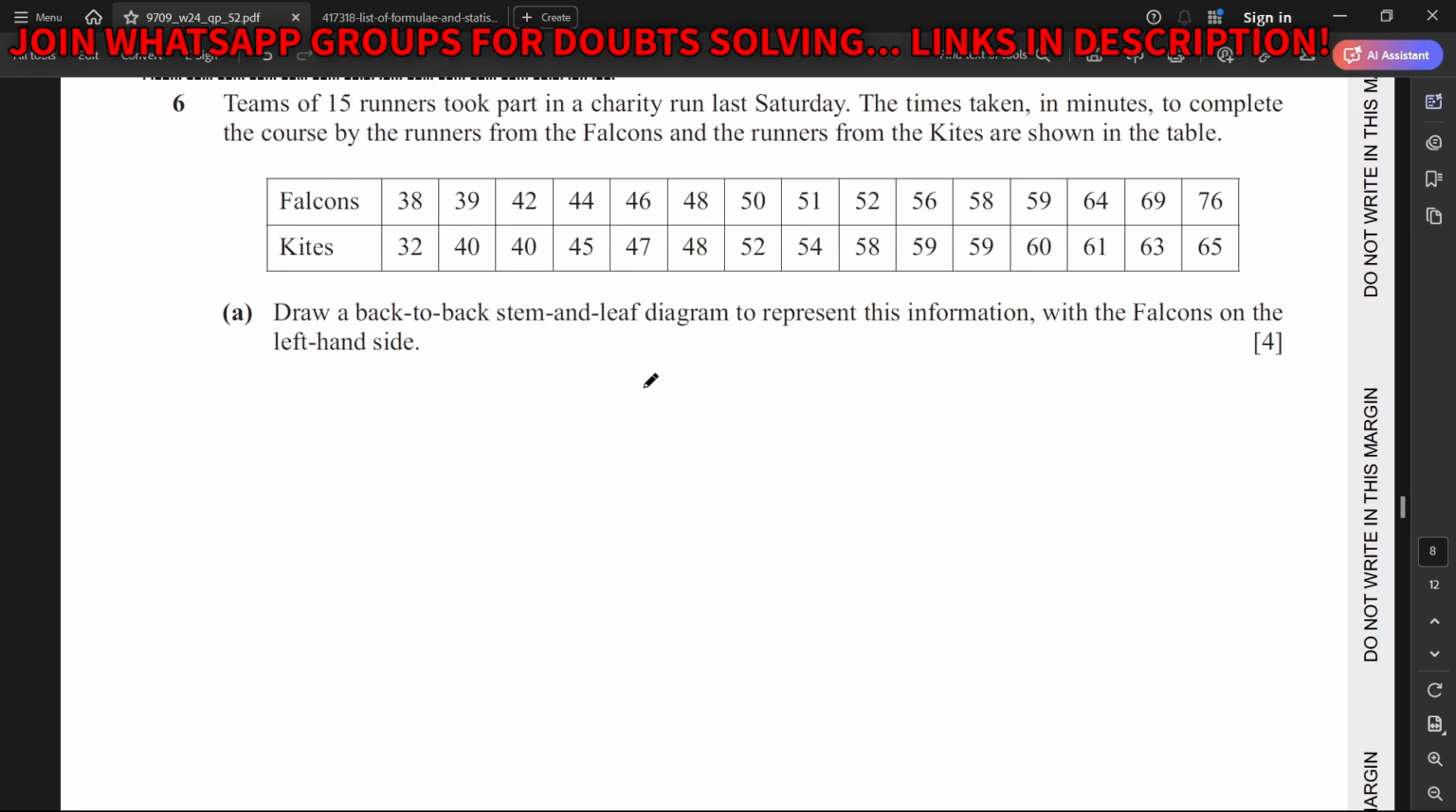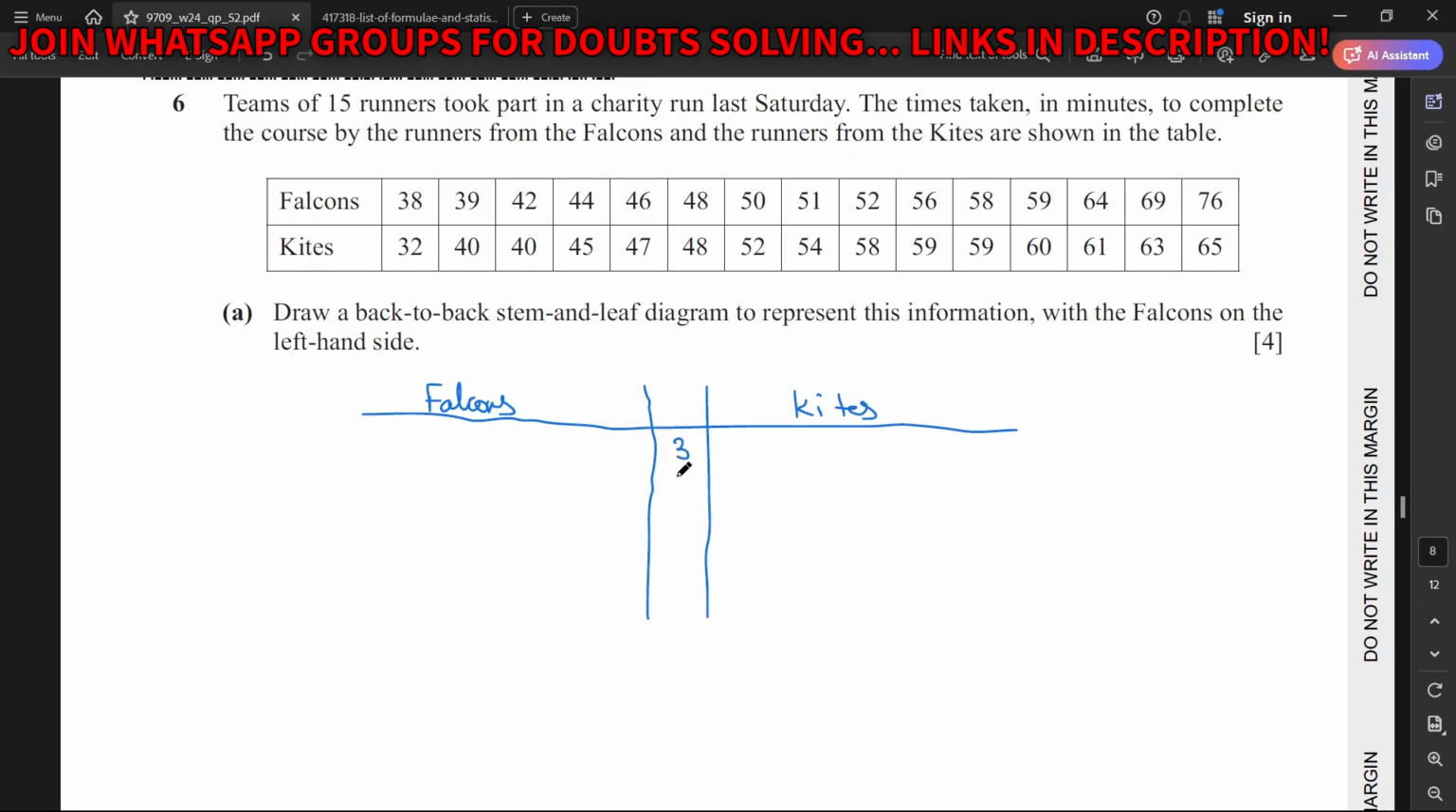Okay, as you can see, it's already arranged for us in ascending format. We can see that both of them are starting from 3. One is ending up at 7 and the other one is ending up at 6. 3, 4, 5, 6, 7 is what I'll be taking in the middle part. And then on the left we are having Falcons, on the right we are having Kites.